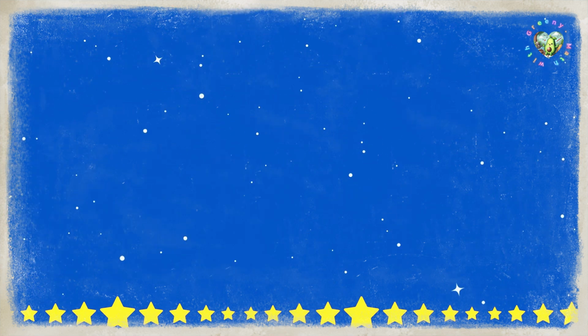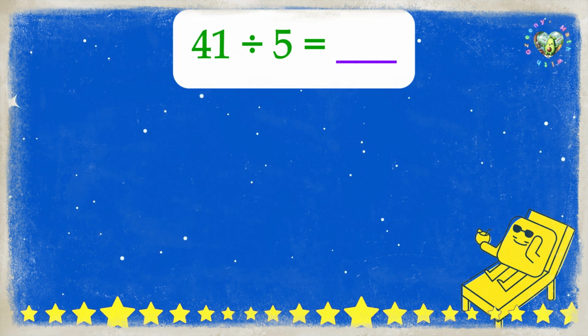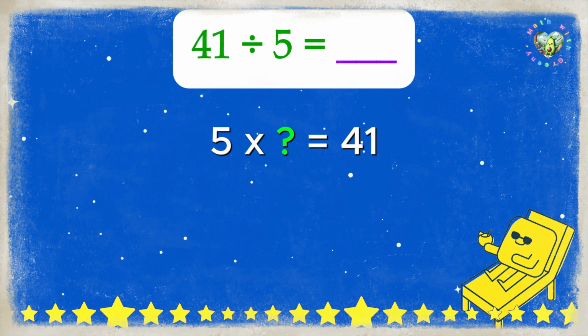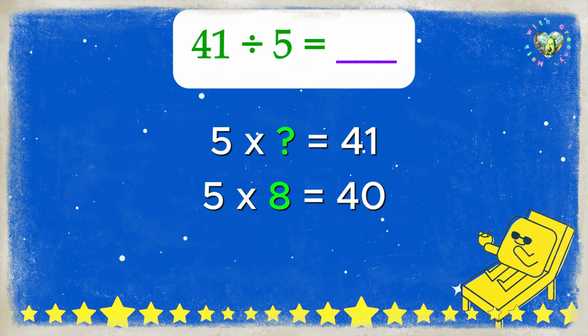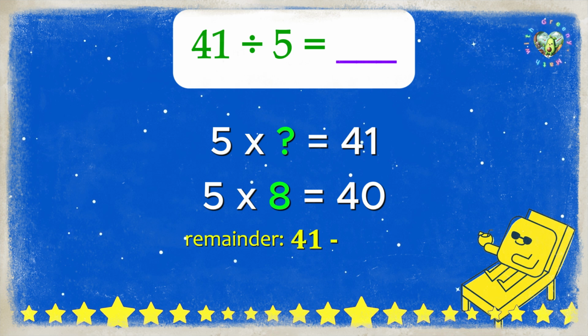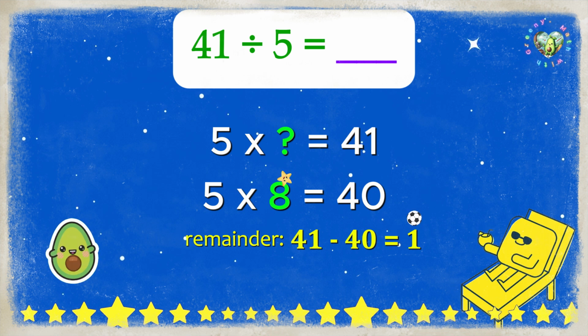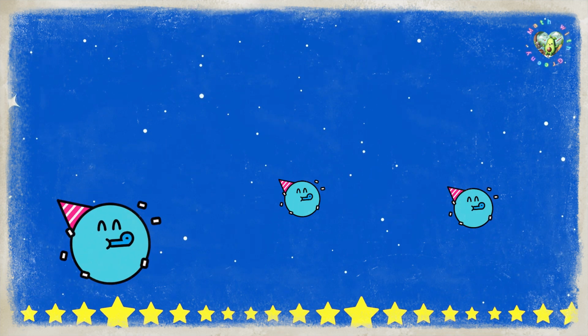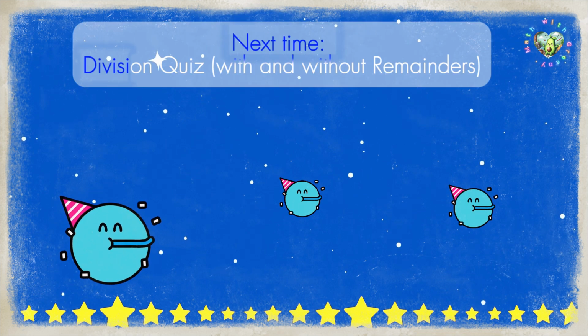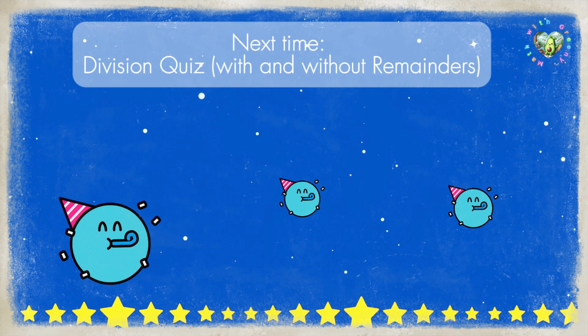Amazing! Last one, 41 divided by 5. 41 divided by 5 equals 8 remainder 1. You're unstoppable! Next time, we'll have a fun division quiz with a mix of problems, some with remainders and some without. Can't wait to see you crush it again!